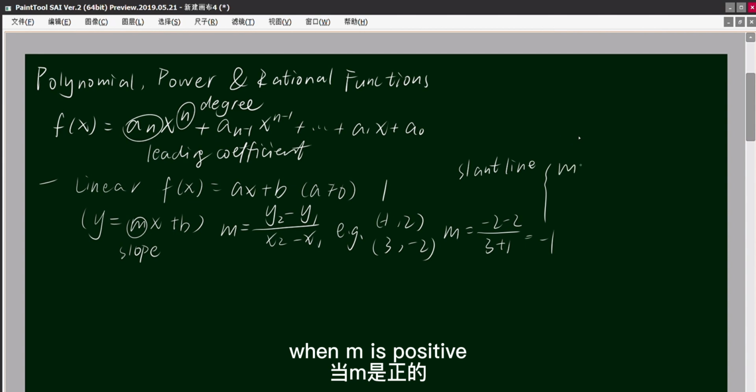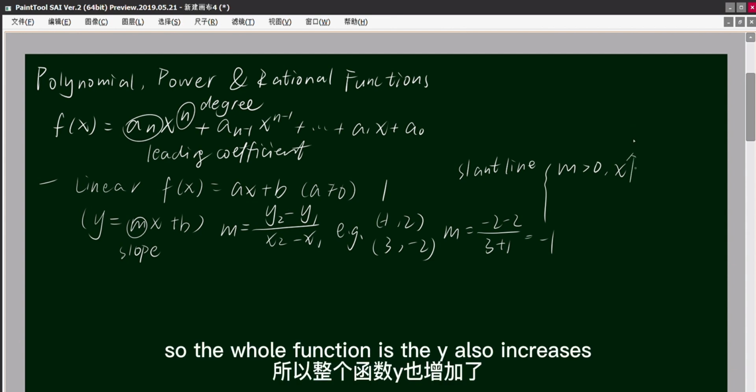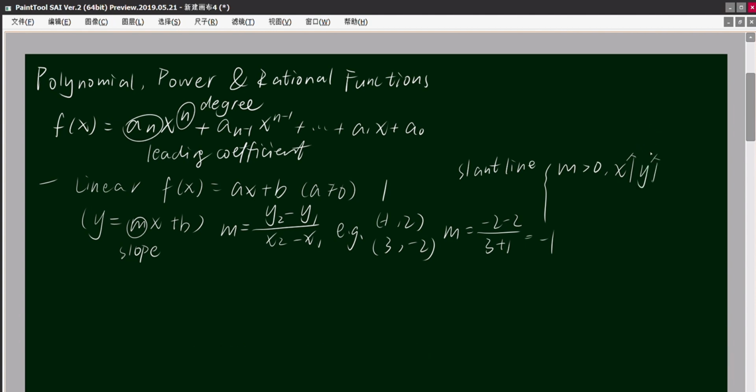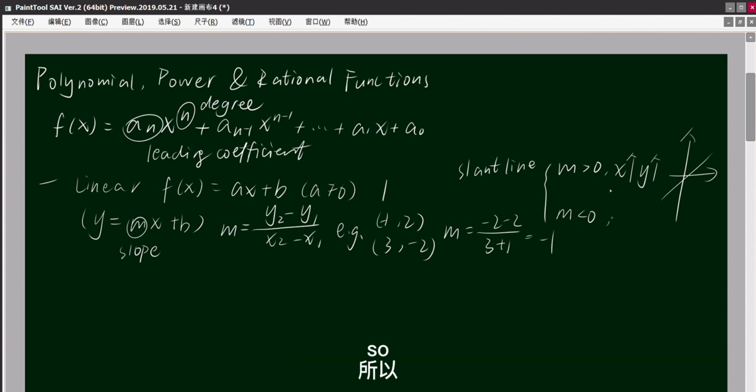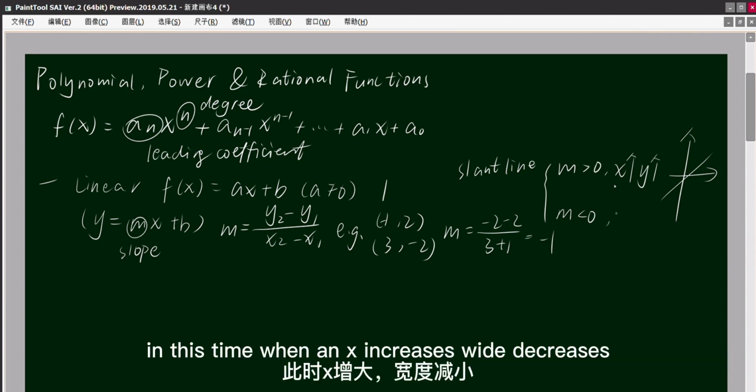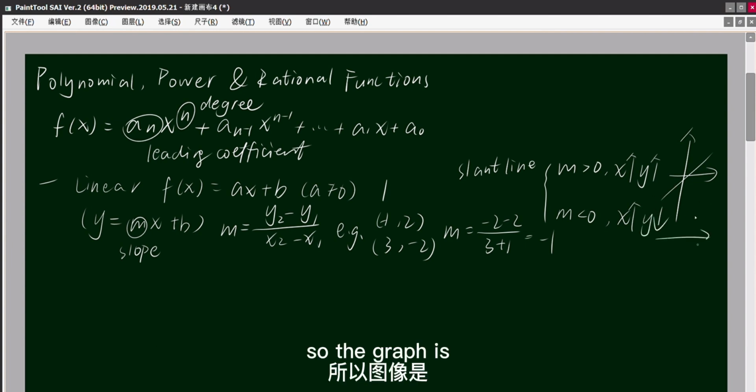When m is positive, when x increases, the y also increases. So the line is like this. And when m is a negative number, in this case when x increases, y decreases. So the graph is this.